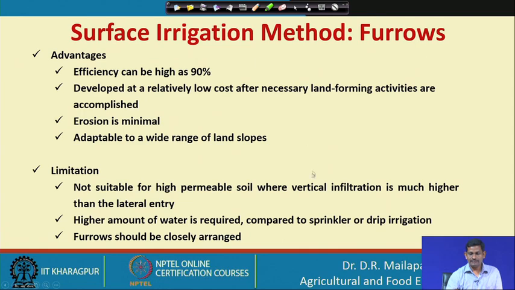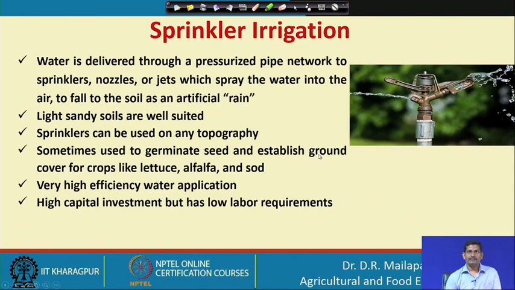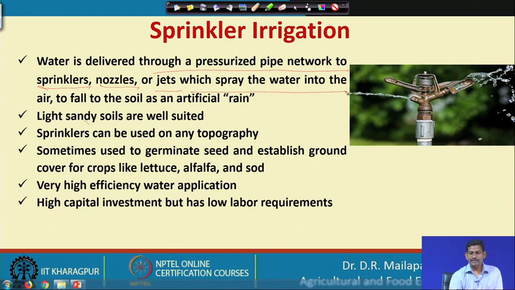Okay, so the next is sprinkler irrigation, which is pressurized irrigation. In the first category, if you remember, sprinkler irrigation delivers water through a pressurized pipe network to sprinklers, nozzles, and jets, which spray the water into the air to fall on the soil as artificial rain. So this particular system will have a device called a sprinkler.